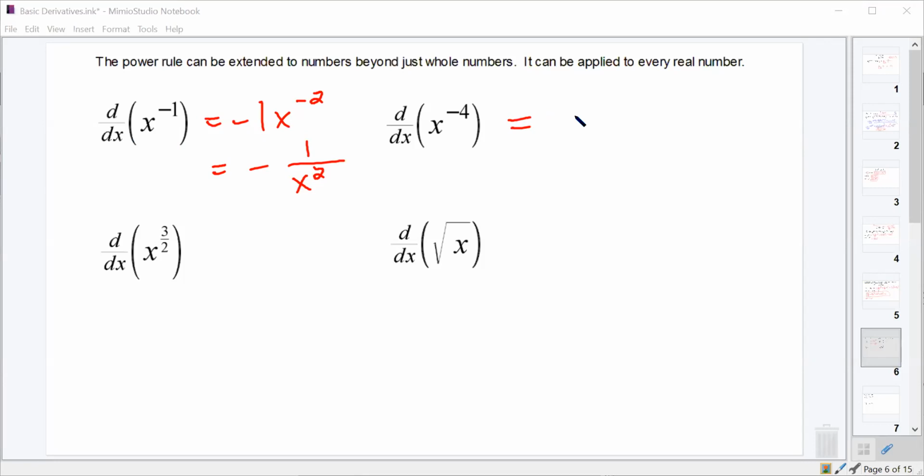All right, what about this next one? What should this become? -4x to the -5th. Okay. And we could write that if we wanted to as -4 over x to the 5th. Yeah? Everybody good there?